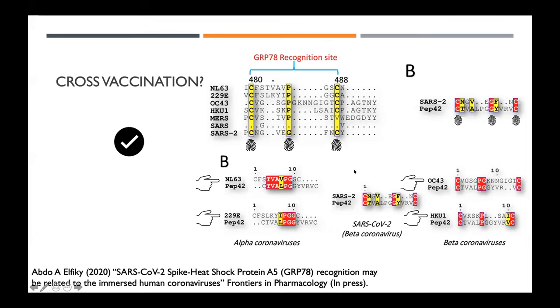We predict in this that the coronaviruses that have low infectivity, like NL63, 229E, OC43, and HKU1, may be cross-vaccinated with SARS-CoV-2. So we have here all the conditions for these four human coronaviruses. And this work was published in Frontiers in Pharmacology as a perspective.